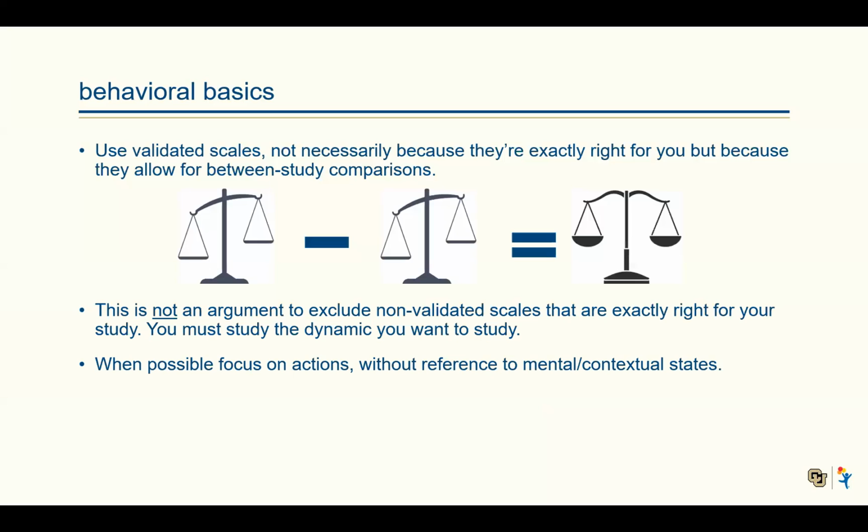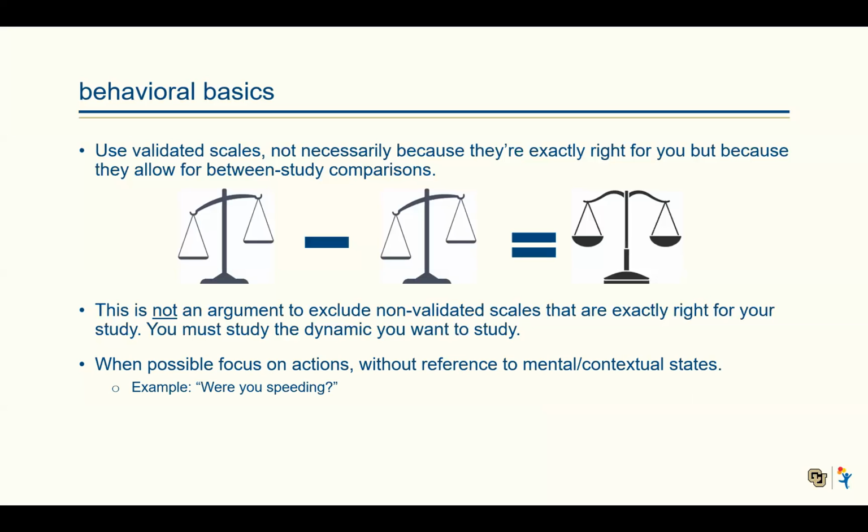If you're constructing your own behavioral metrics, there's one easy pitfall to avoid once someone's pointed it out: when you can, try to focus on actions when you're talking about behaviors, and try to pull out references to mental or contextual states. Let me give you an example just so it's a little bit easier. If you ask someone, were you speeding? Did you go too fast on the way to work today? Something like that.